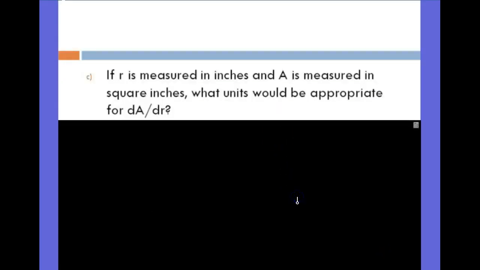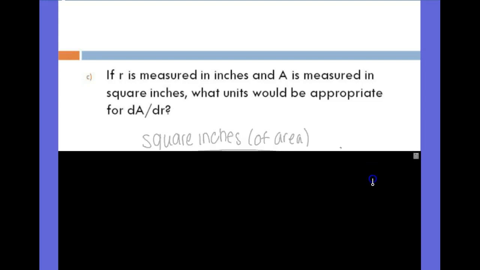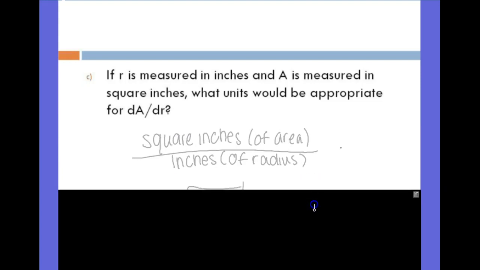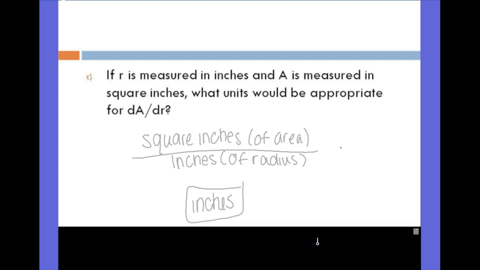Okay. If we were to measure r in inches and A is measured in square inches, what unit would be appropriate for dA/dr? So the idea is that if A is measured in square inches, area is inches squared, right? And then square inches of area divided by inches of a radius. So you have squared inches over inches, which would reduce to inches. And if you think about circumference, circumference is usually just inches, because circumference represents the wrapping around the length of a circle.